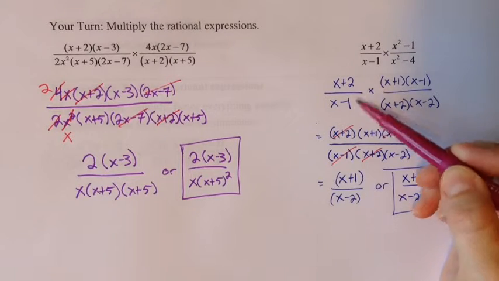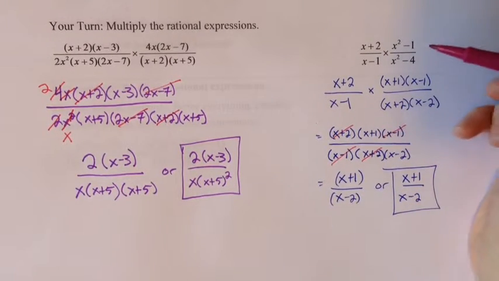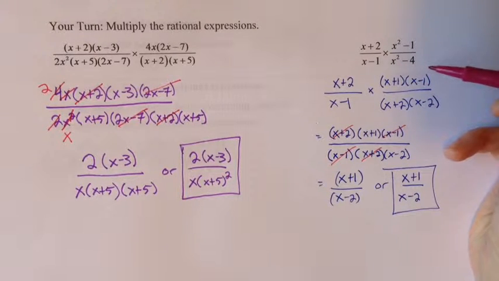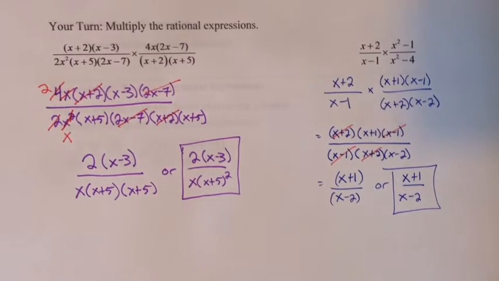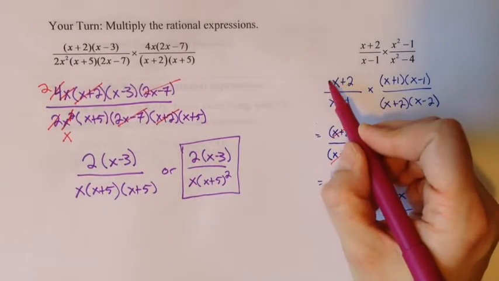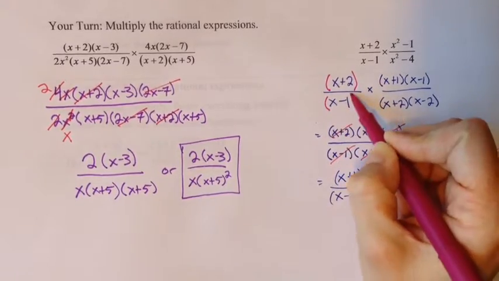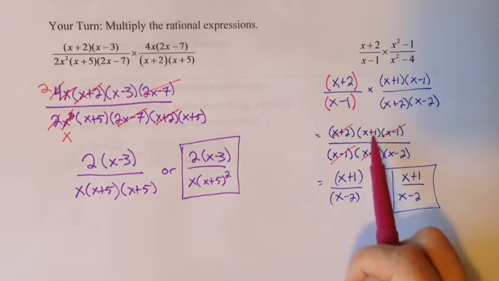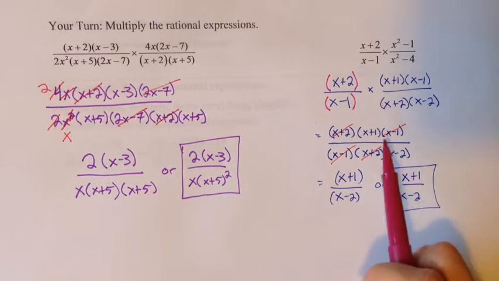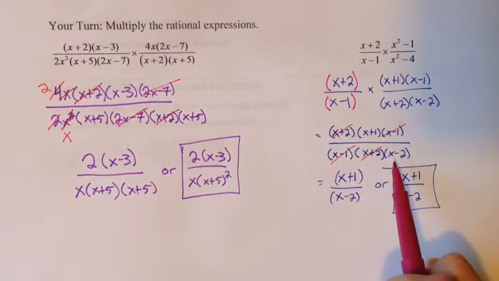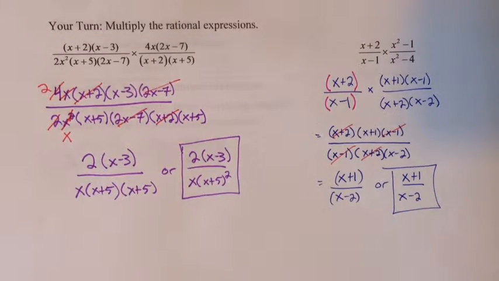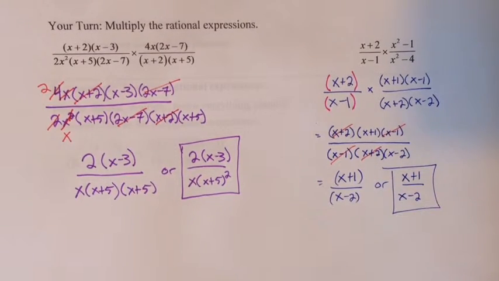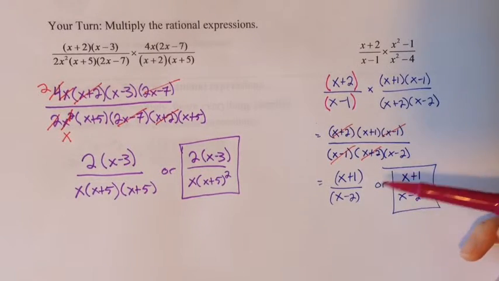So I have x plus 2 over x minus 1 as one of my fractions, and then x squared minus 1 factors as x plus 1, x minus 1, and x squared minus 4 factors as x plus 2, x minus 2. Now I'm ready to multiply straight across. Notice that when I multiply, I treat the top and the bottom of my fraction as a single term. So I end up with x plus 2 in parentheses multiplied by x plus 1, x minus 1, and on the bottom, x minus 1, x plus 2, x minus 2, just multiplying straight across. Then I look and see what I can cancel. I have an x plus 2 top and bottom and an x minus 1 top and bottom, which leaves me with an x plus 1 on the top and an x minus 2 on the bottom.